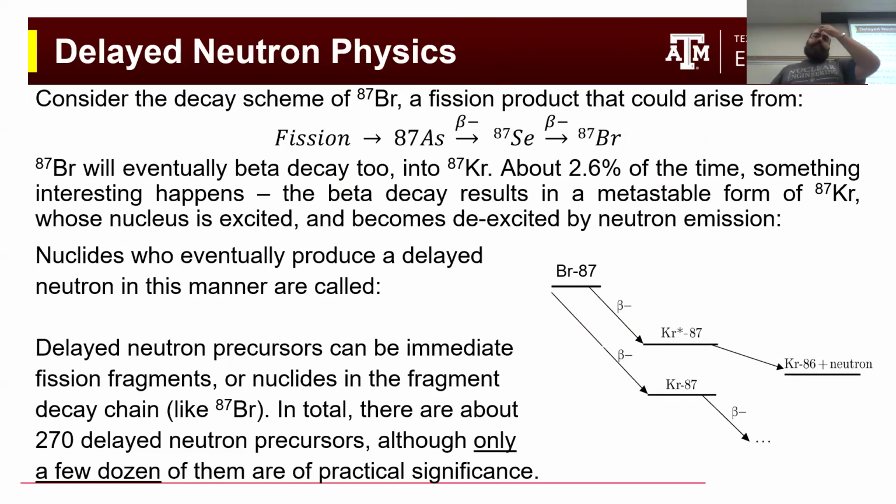And then this is just explaining some of the physics of delayed neutrons and how they come about. So bromine-87 is an example of a fission product that produces delayed neutrons. You might have a fission event that produces arsenic-80. Oh, question?